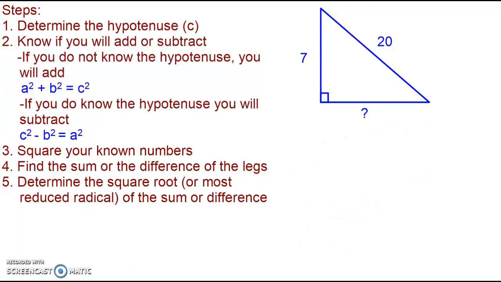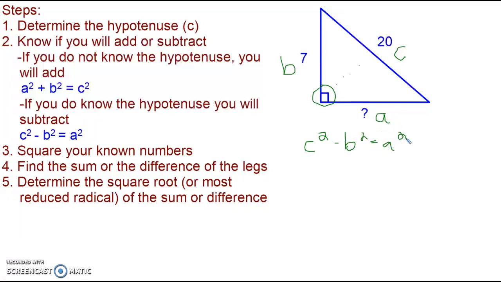All right, and we have our final example here. First thing we need to do is determine the hypotenuse. We have the 90-degree angle. Across from the 90-degree angle is the hypotenuse. We do know the hypotenuse, that is C. The leg that we do not know, in this case, is going to be A, and the leg that we do know is going to be B. Because we do know the hypotenuse, we're going to be finding the difference. That means subtracting. So we're going to be doing C squared minus B squared is equal to A squared.